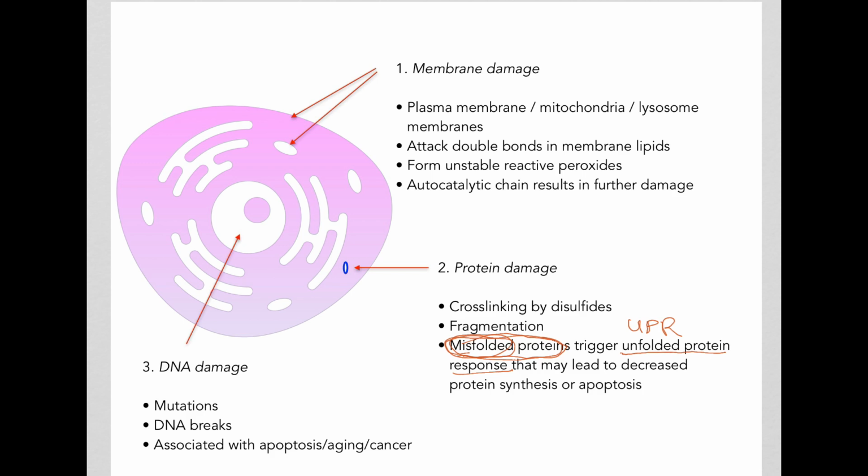And the end result of UPR is first to try to decrease protein synthesis so that the cell doesn't keep on producing misfolded proteins. But if that doesn't work, then the cell will die by apoptosis. Now, if the free radical attacks DNA, that can lead to mutations as well as DNA breaking into fragments, and this has been implicated in apoptosis, in aging, as well as in cancer.